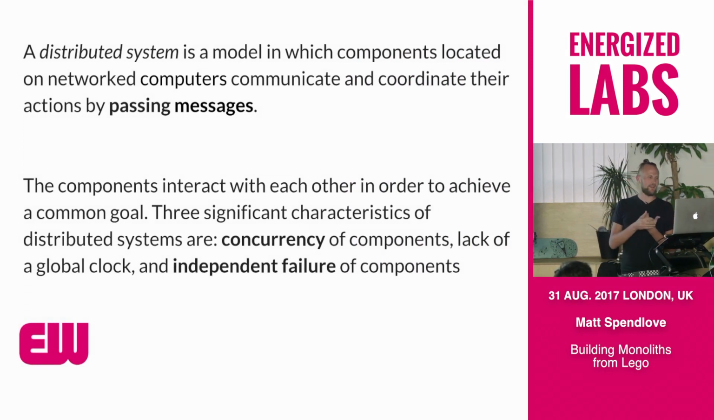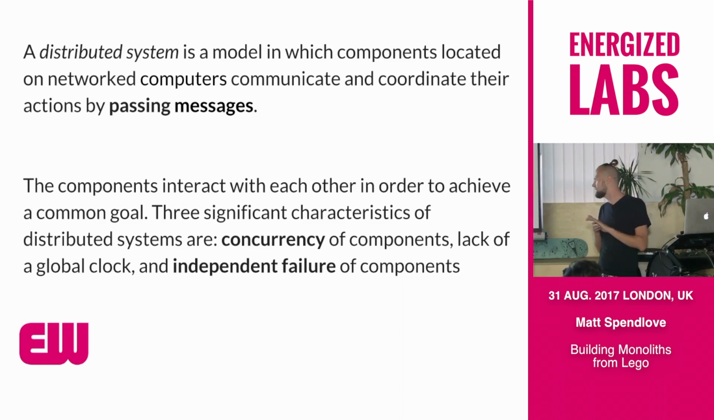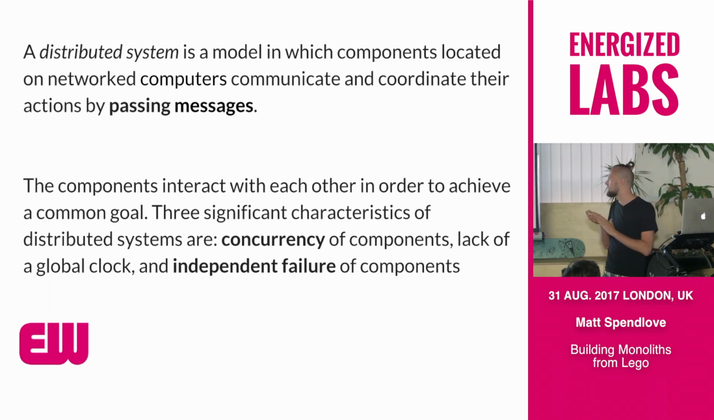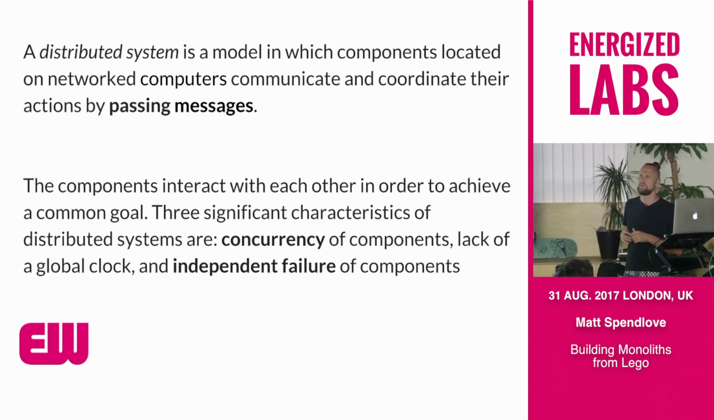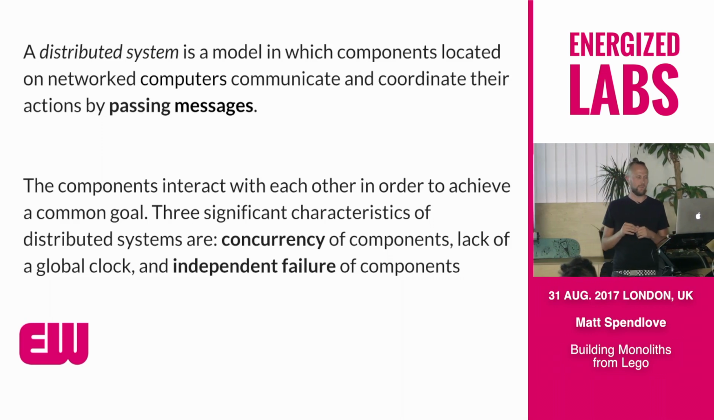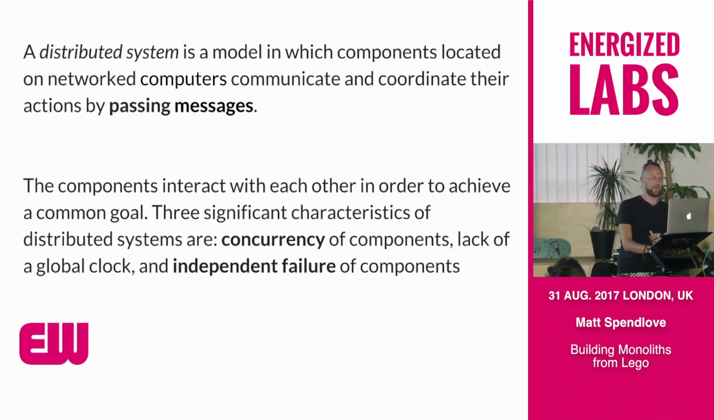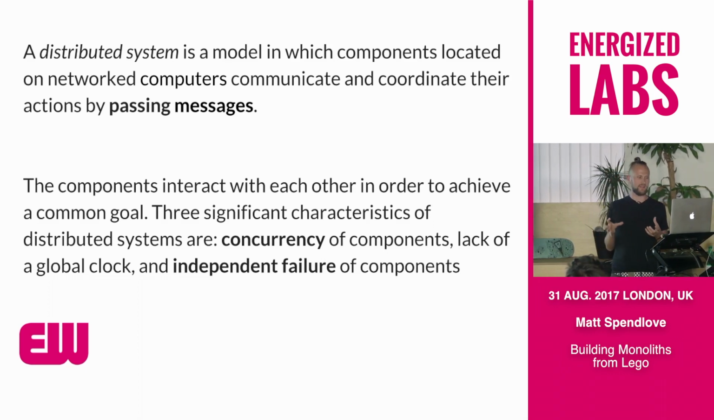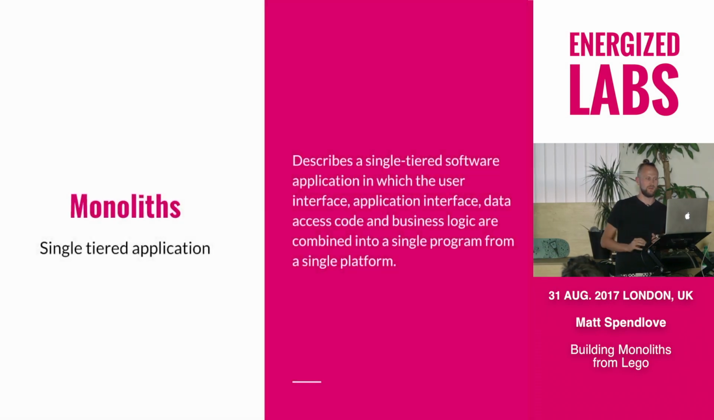So a textbook definition of a distributed system is co-located network components that communicate via passing messages to each other. There's concurrency in the system, no global clock, and an ability to deal with independent failures. I think in reviewing the way that we build a lot of web architectures, some of this will start to gel a little bit more.